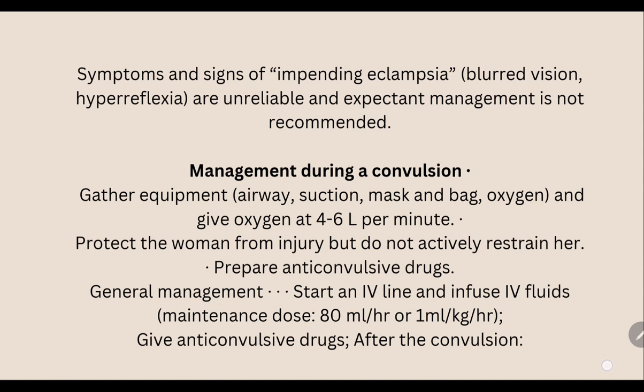So you should gather the equipment, that is airway suction, bag and mask, oxygen, and give oxygen 4 to 6 liter per minute if convulsion occurs. Protect the woman from injury, but do not actively restrain her. Then prepare anticonvulsant drugs. What is the drug that you use in convulsions? That is magnesium sulfate. You know that. So for general management, you need to start an IV line and infuse fluid. Maintenance load of 80 ml per hour or 1 ml per kg per hour. Okay, and give an anticonvulsant drug after the convulsions.